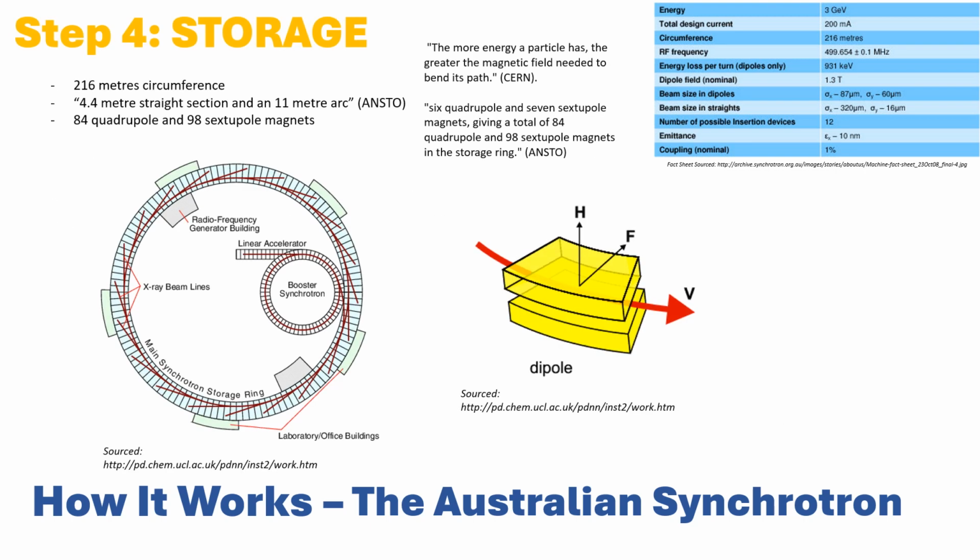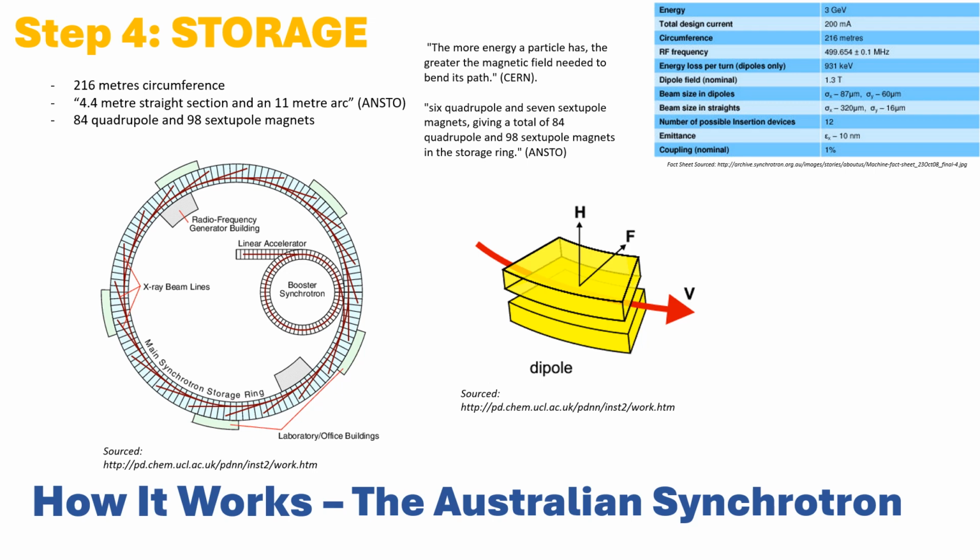The electron then enters the storage ring in step 4, which is approximately 216 meters in circumference, split into 14 sectors. Each sector contains a 4.4 meter straight section and an 11 meter arc. The arcs contain 2 dipole magnets, which bend the electrons. As a result of this bending in such a small space, the electrons going at incredibly fast speeds shed some energy to complete the arc.